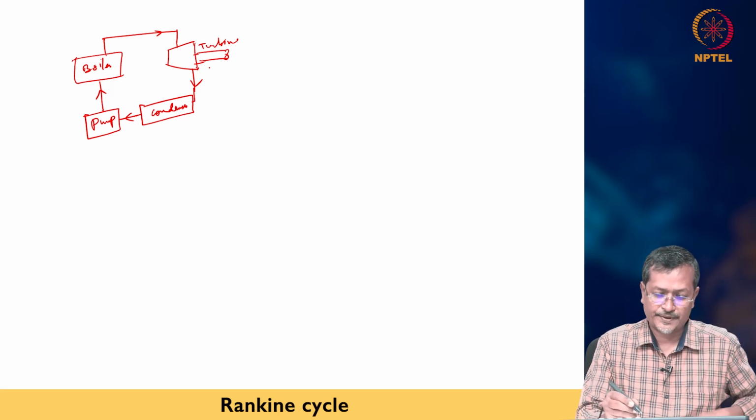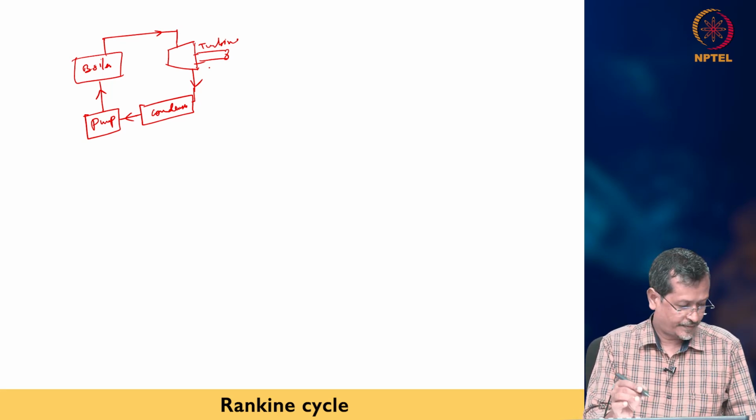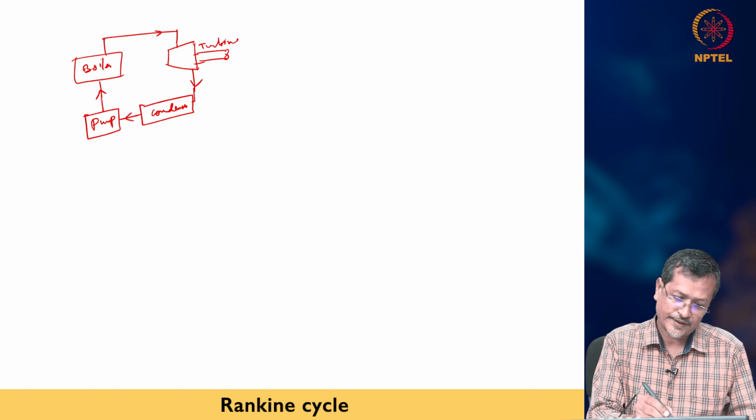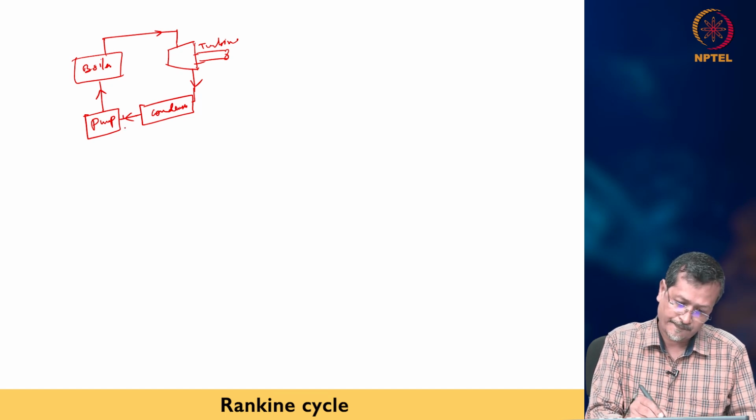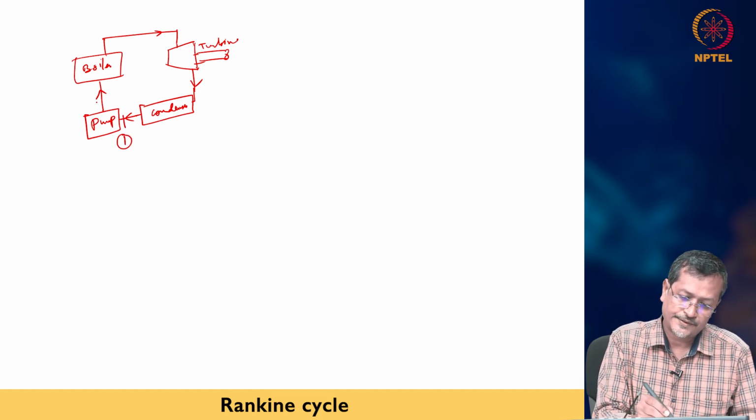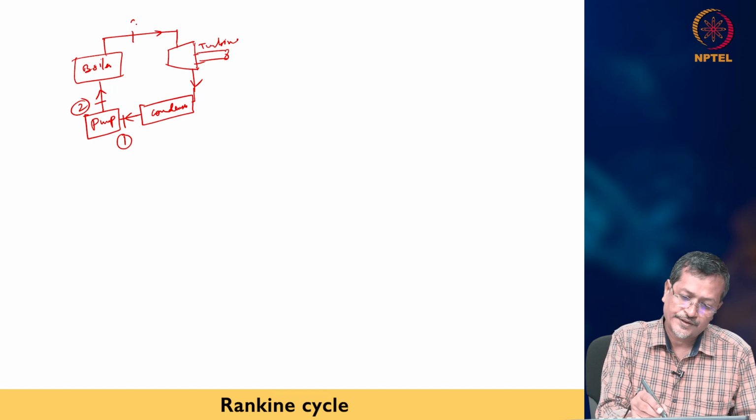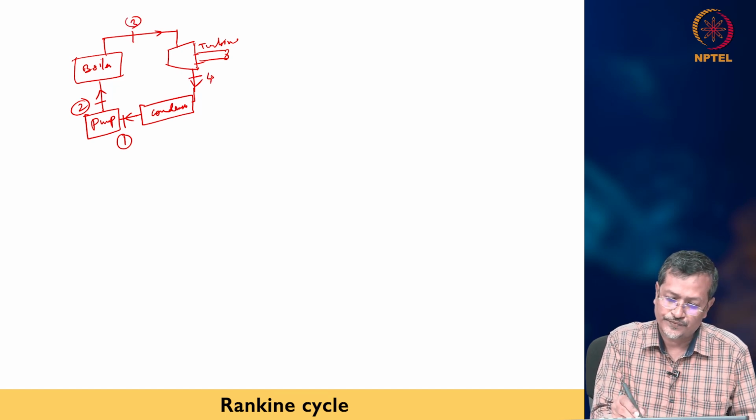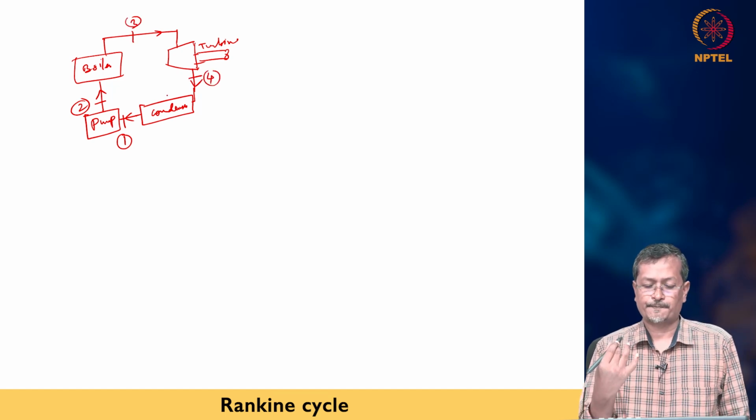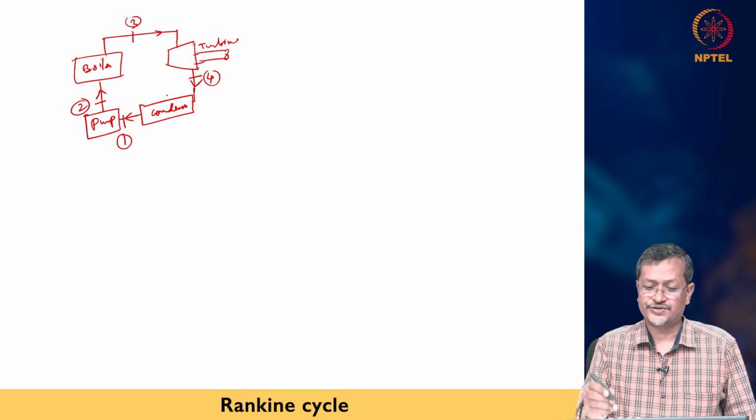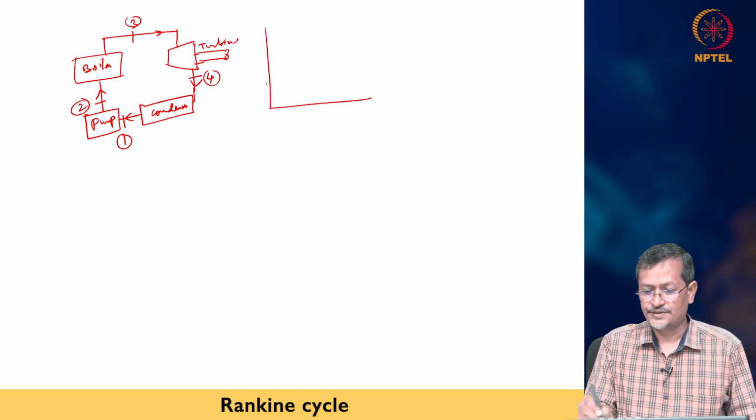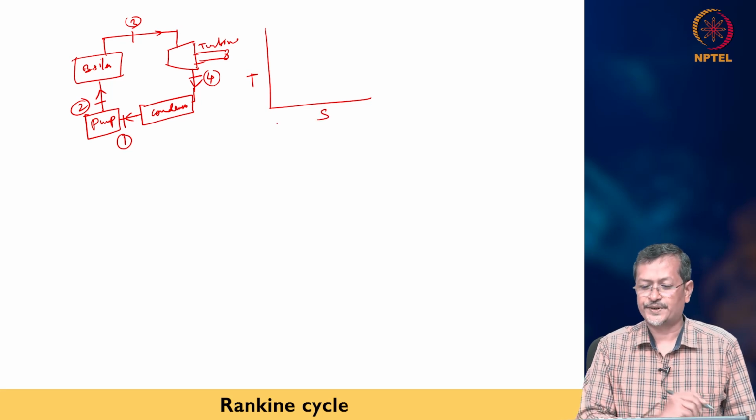I will put some numbers. I will start from boiler inlet, pump outlet here. 1, 2, 3, 4. Okay. Now, this whole cycle can be represented in a TS diagram, temperature entropy diagram.